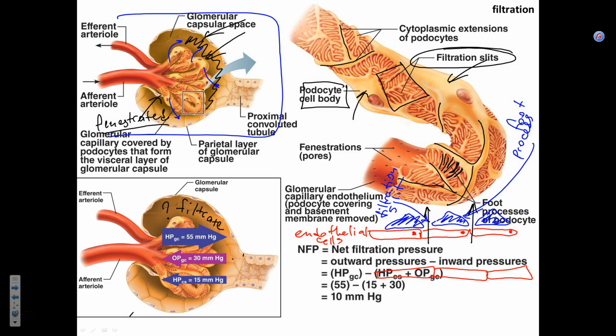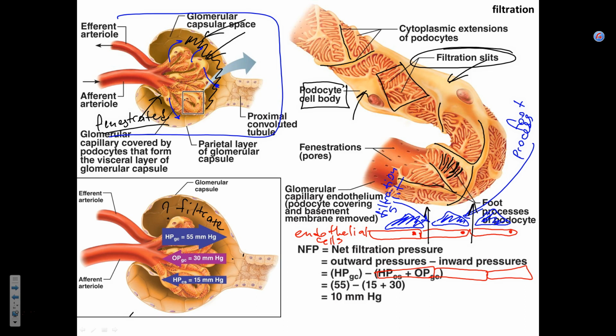Does that make sense? So filtrate exerts some hydrostatic pressure back. Now, all in all, what's the result? What's the net filtration pressure? 10. And this net filtration pressure is directed towards the capsule. Does that make sense? Okay. Now, let's play with these pressures a little bit.